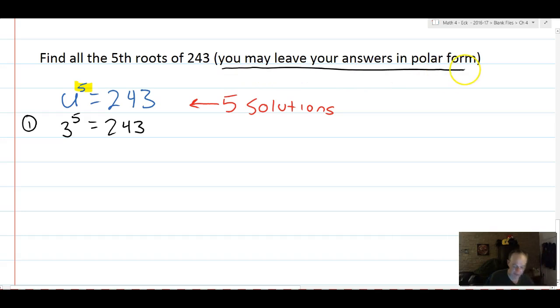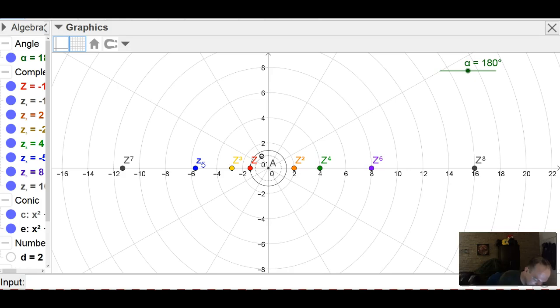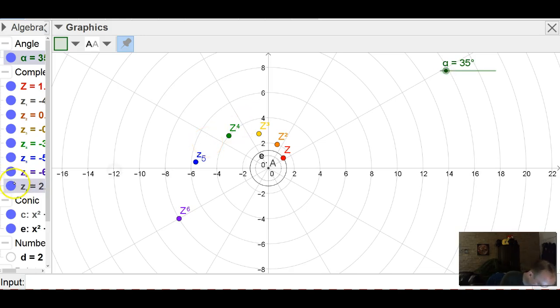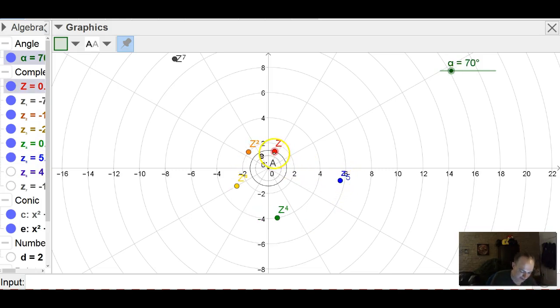I've said here you can leave your answers in polar form because, especially with a fifth power, it's not going to divide nicely into 360. So we're not going to get like 30, 60, 90 patterns, but we're still going to do the problem. So I want to think about what I did before. I was playing around with numbers where when I got to a certain pattern, it did a full circle. I need to place this in a way that when I get a fifth power, I'll get all the way back to 360.